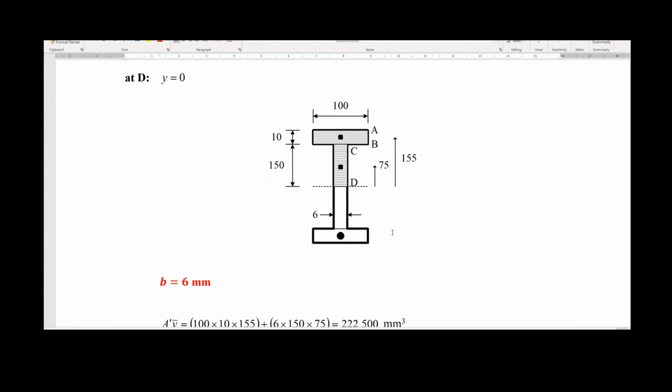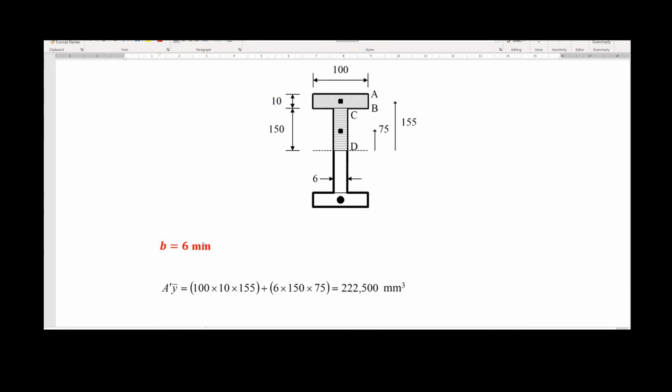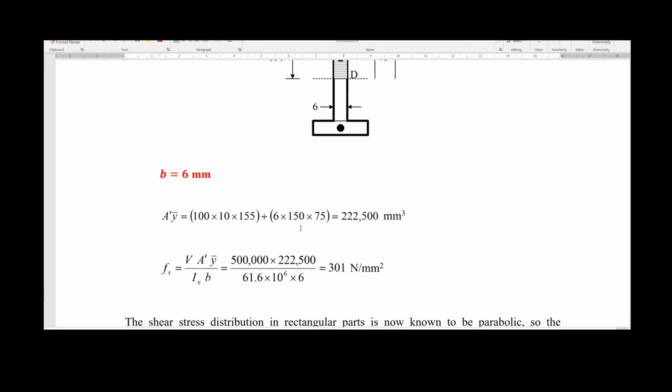So we continue our calculation. We're going to see the diagram at the end. So we are at the point D now. So we are at the position of the maximum shear stress. So B is equal to 6 millimeters again.